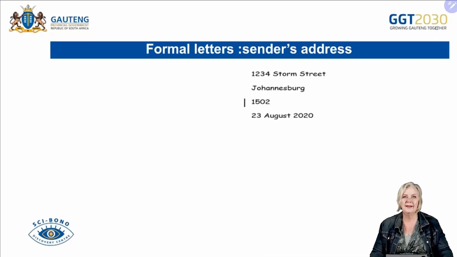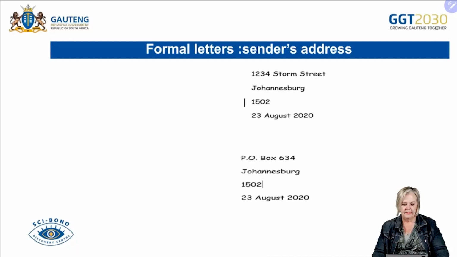Let's take a look at the sender's address. It is the same as the friendly letter. The number first, the name of the street, and then street or avenue capitalized. Johannesburg or Pretoria, the code, and then the date. Remember, the date is not numeric or mathematical. It is the written out one, 23 August or 29 November 2022. Or PO Box 634, Johannesburg 1502, and then the date again. Please pay attention to the capitalization of PO Box.